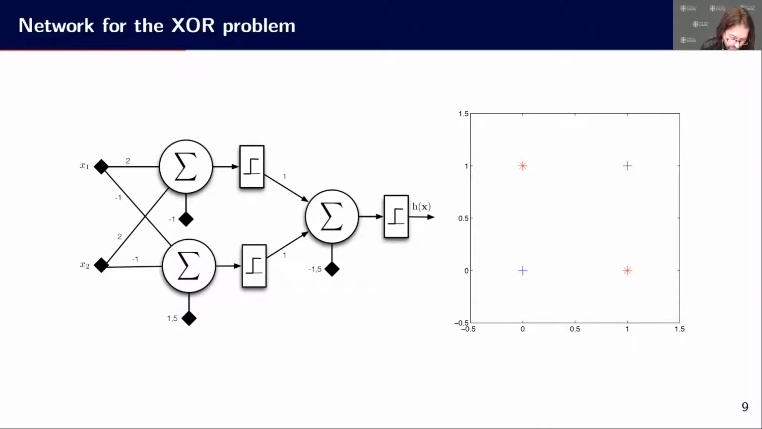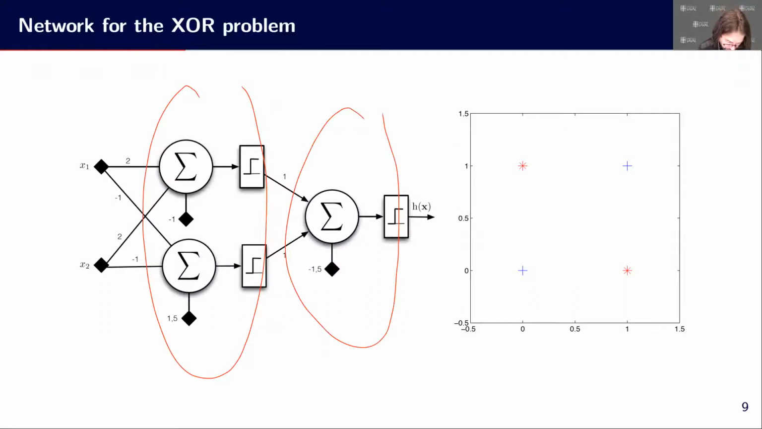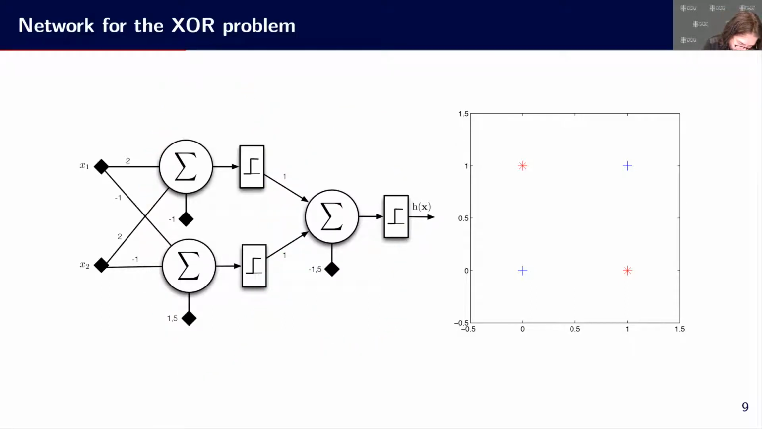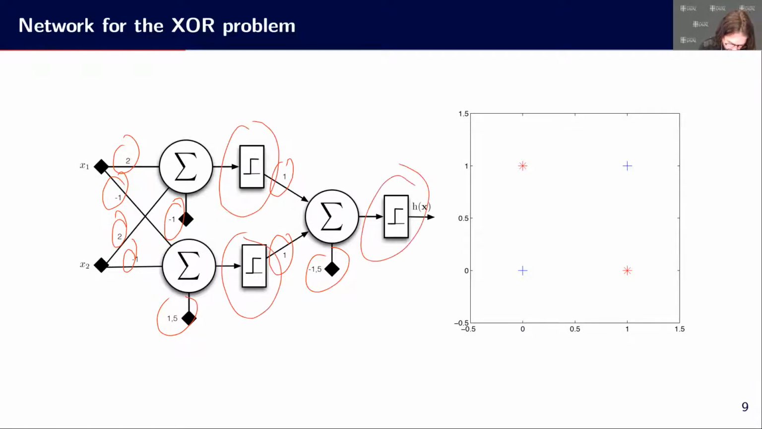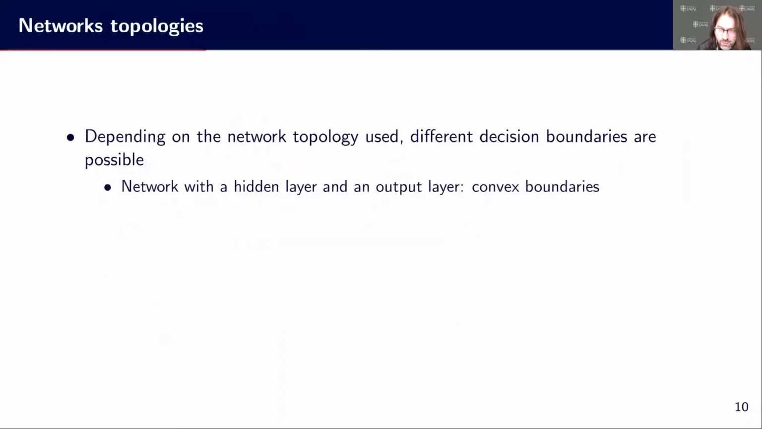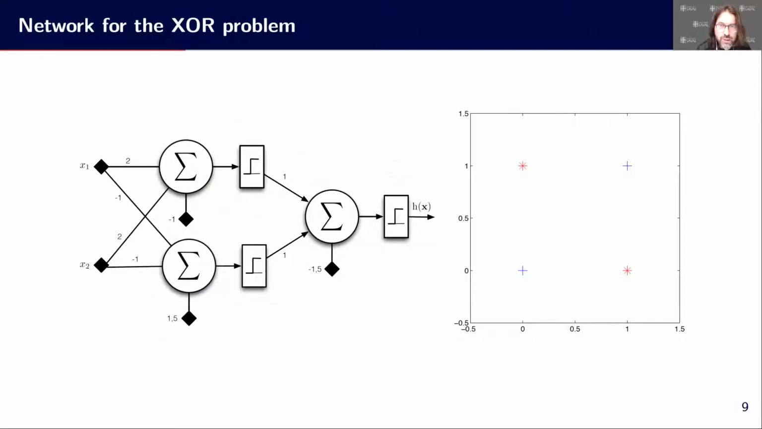In fact, we have two layers. We have this layer with two neurons and that layer with one neuron as output. You can see here that we have some weights corresponding to the configuration of each neuron at the input layer, and some other weights for the neuron at the output. And we are using step functions. With these weights, we are able to classify properly this data from the XOR problem.